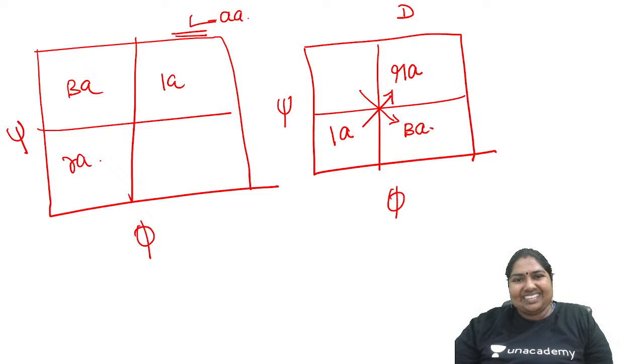For L amino acid, it was Ba, La, Ra. So this is 0. This side is negative, and this side is positive. So this is going to be your 0, and this side is going to be positive. Got the point?